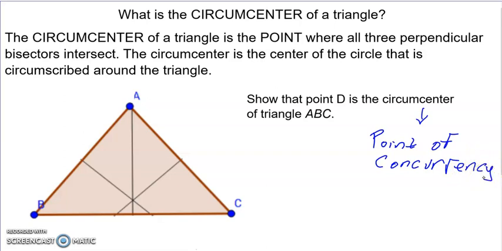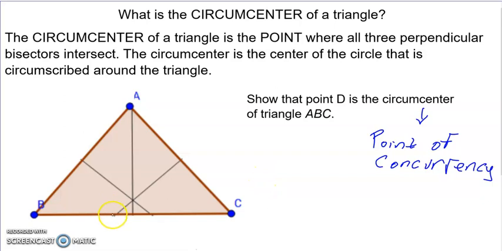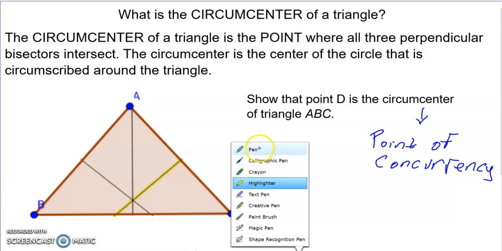So on this circle, the circumcenter is the point of concurrency where the three perpendicular bisectors of this triangle intersect. The circumcenter is the center of the circle that is circumscribed around the triangle. All right, so let's show that D is the circumcenter of triangle ABC. Now, to be a circumcenter, it needs to be on the perpendicular bisector. So what we're saying is this segment right here is a perpendicular bisector. So how am I going to show that it's a perpendicular bisector?